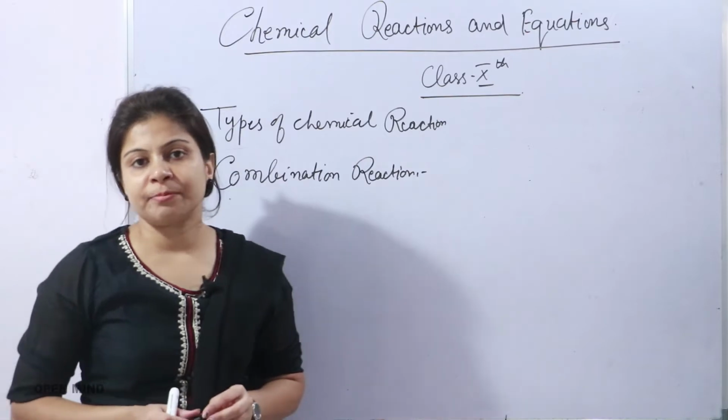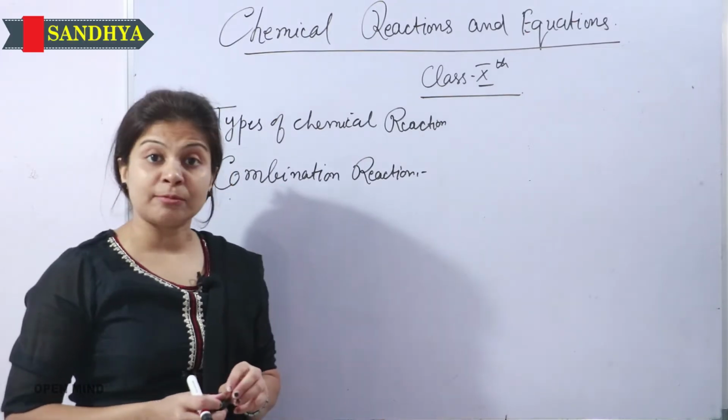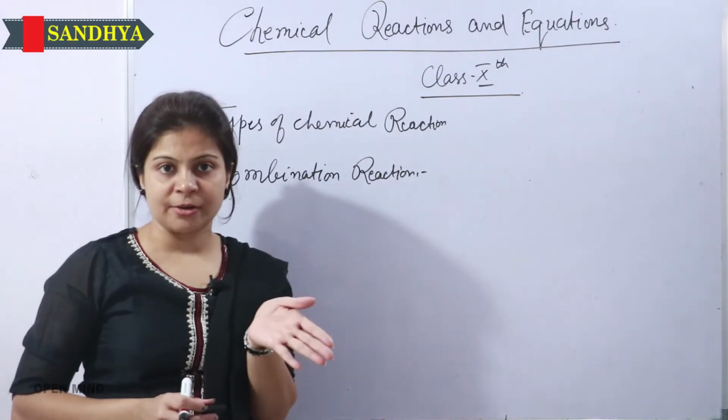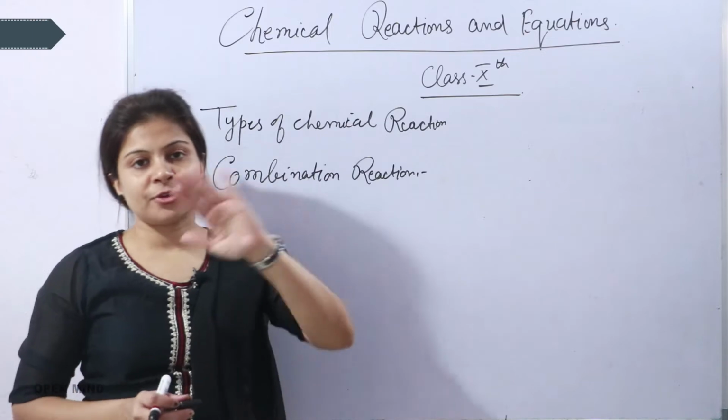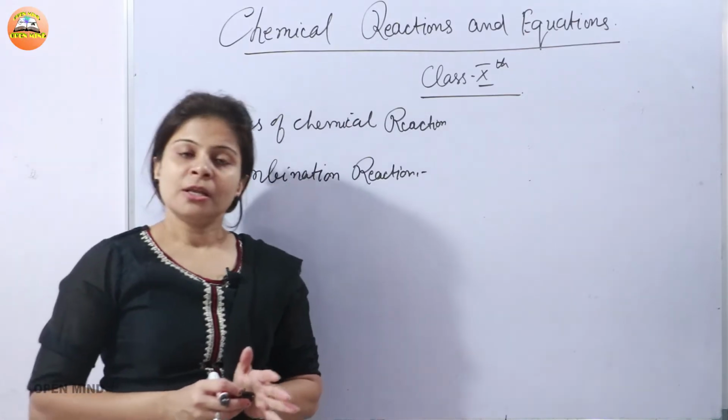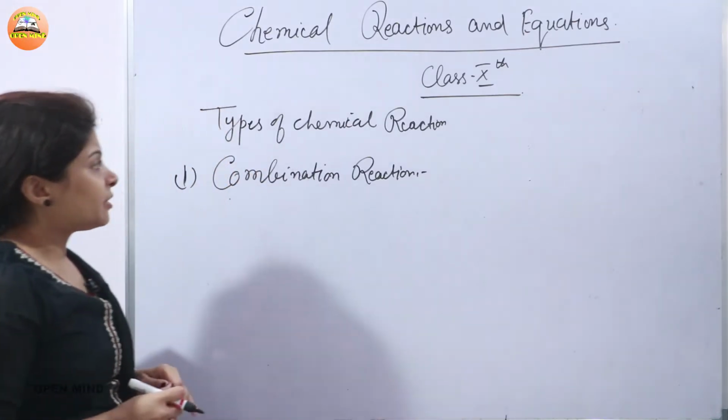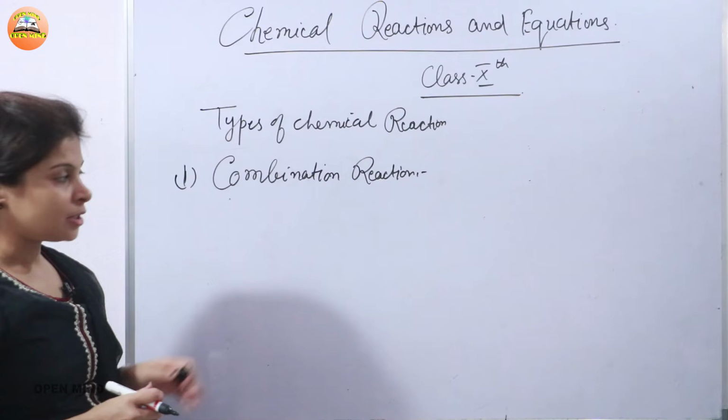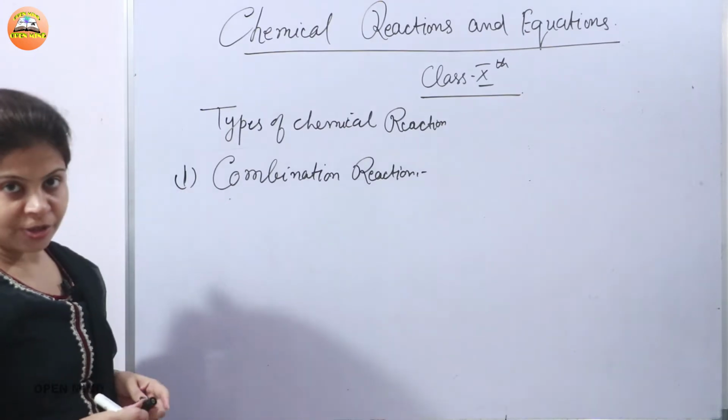We were discussing in the previous classes what a chemical reaction is, what a skeletal equation is, and what a balanced equation is. Now here we will be seeing the different types of chemical reaction. So the first one is combination reaction.